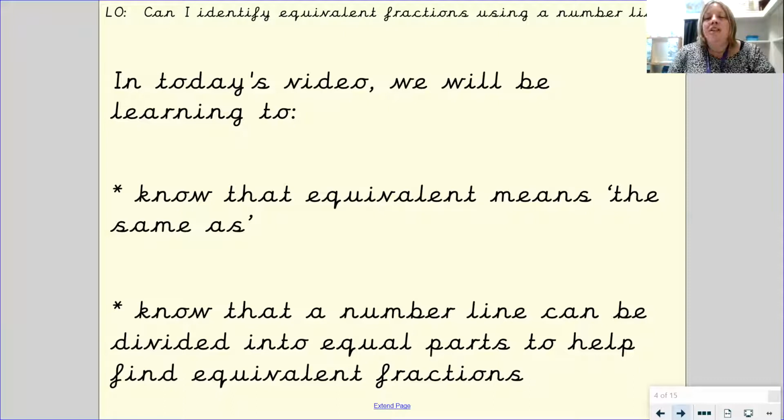What fraction would be on the dotted line of the number line? If we look at the green bar, we can see that half of the bar is shown. So on our number line, we would write half.